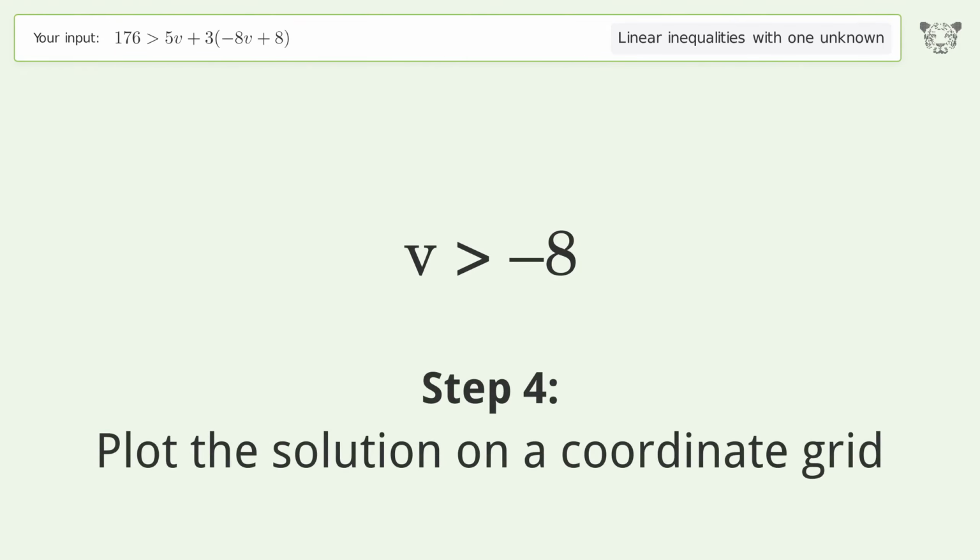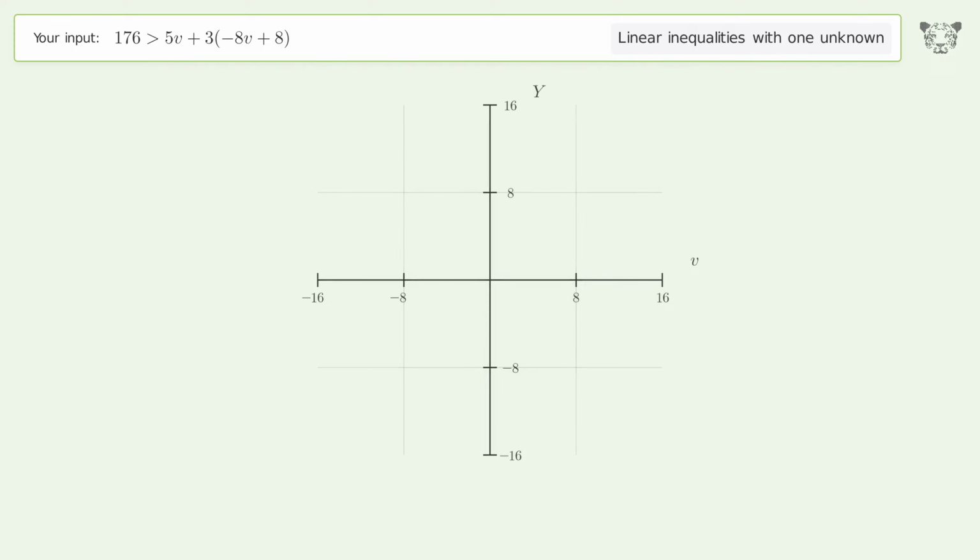Plot the solution on a coordinate grid. And so the final result is v greater than -8.